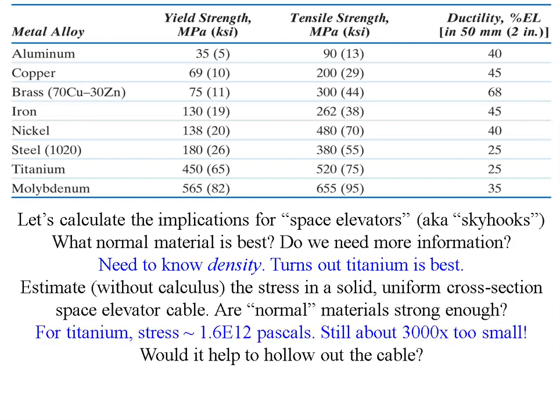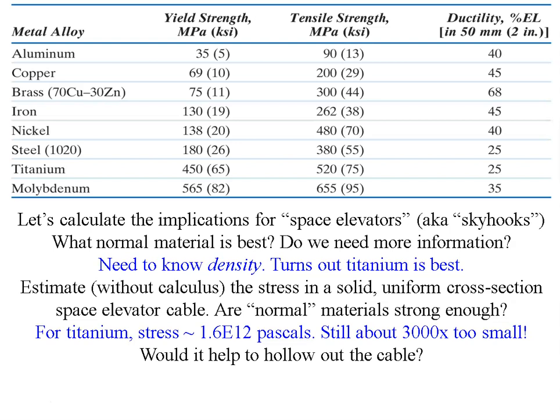Well, if you go ahead and try this problem for titanium, just imagine a cylinder whose volume V would be 36 million meters multiplied by the cross-sectional area. The weight without calculus would just be mg, or rho times the volume times g. And then the stress would just be the weight divided by the cross-sectional area. The cross-sectional area cancels out of your calculation, and you'll find that the stress is about 1.6 times 10 to the 12 pascals, which is about 3,059 times too heavy. So that's not going to work.